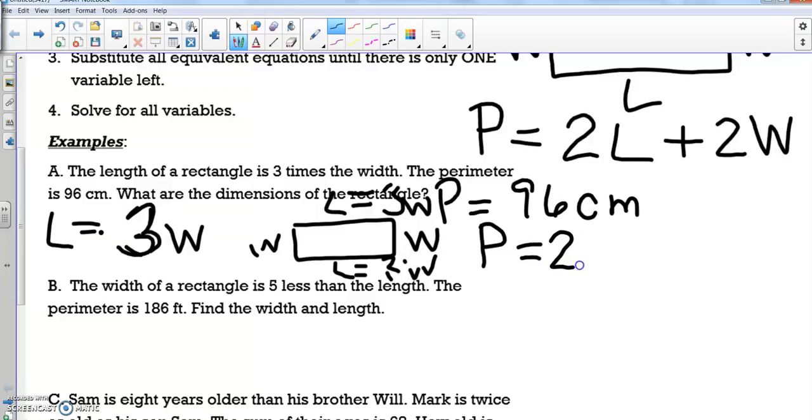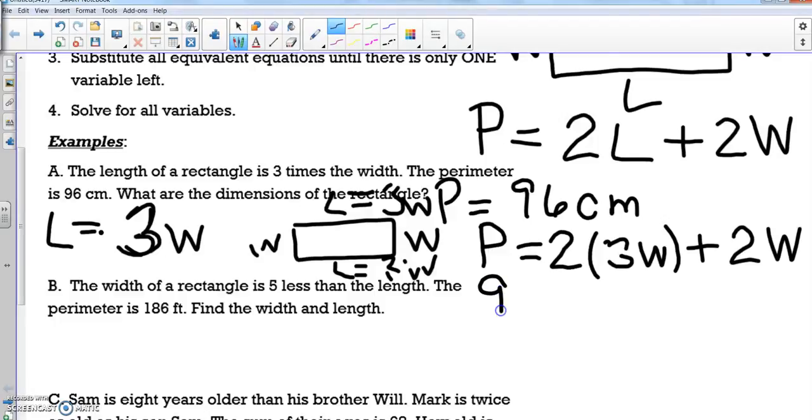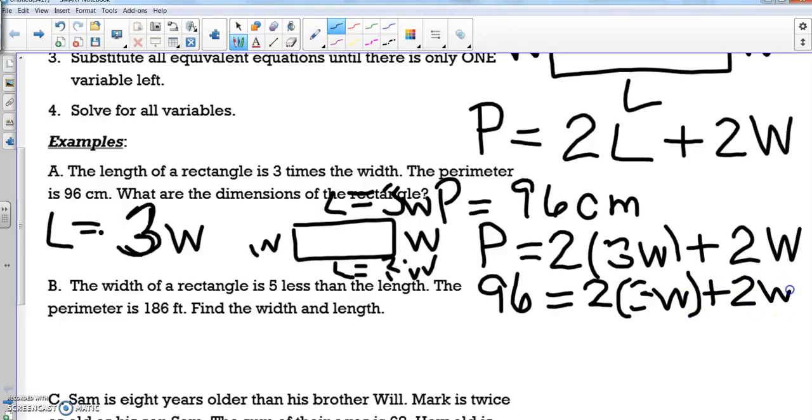remember, perimeter equals 2 times the length. Okay, well, what is the length now? It is now 3W plus 2 times the width, which is just W on this one. All right, so here's what I want you to do. 96 is the perimeter. That is equal to 2 times the length, plus 2 times the width.